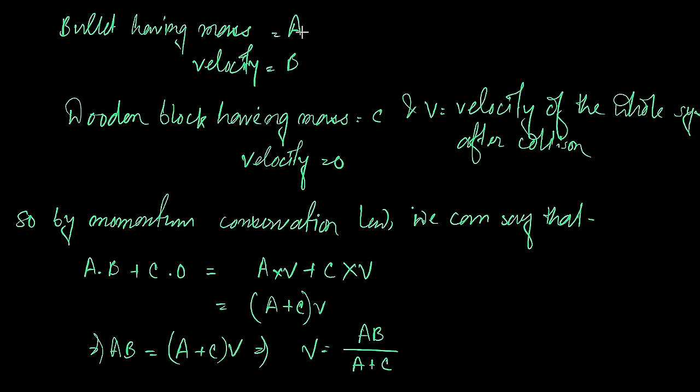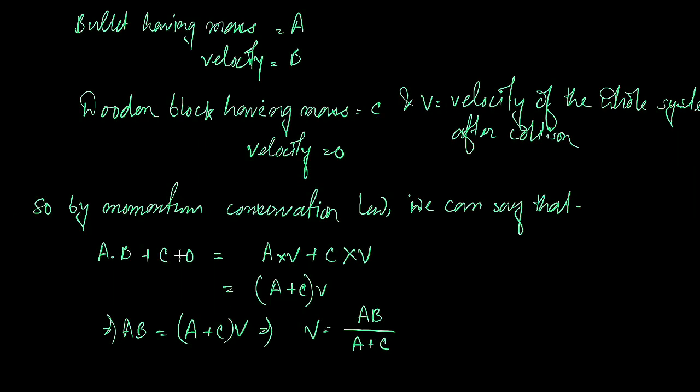See, the bullet has velocity B and mass A, and the wooden block has mass C, and since it is at rest, it has velocity 0. If we consider that capital V is the velocity of the whole system after the collision, conservation of momentum says that momentum before collision is equal to momentum after collision. So mass A times velocity B, plus mass C times velocity 0 because it is at rest, equals the combined mass times the combined velocity, capital V. If you simplify this, you get capital V equal to AB divided by A plus C. This is the complete answer.